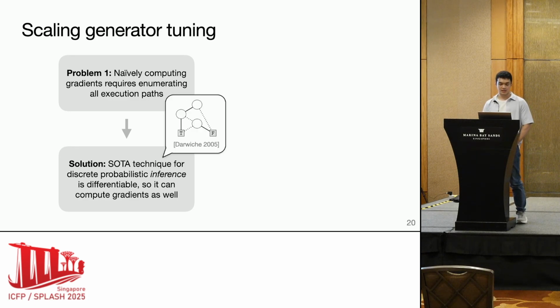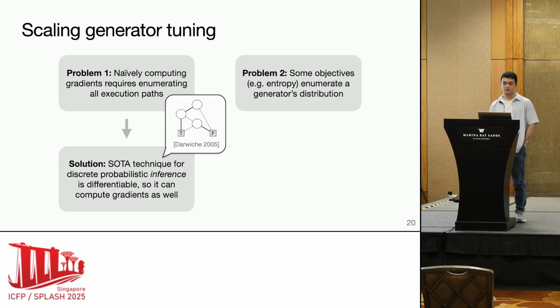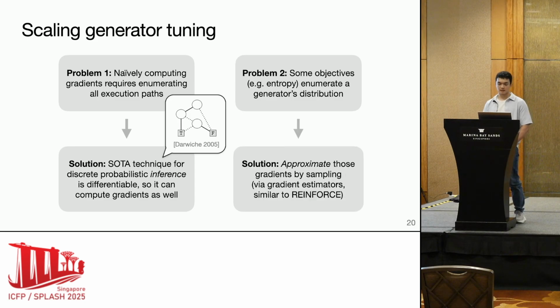This technique is knowledge compilation. We don't have time to get into the details, but the gist of it is that for every sub-expression of the probabilistic program, we use a BDD to represent its distribution in a compressed form. And then, even once we can compute gradients, we still have the problem that some of the objectives themselves that we'd like to tune for, such as entropy, which we'll discuss soon, enumerate a generator's distribution just to express. And what we do here is we create gradient estimators for these objectives that allow us to approximate their gradients by sampling without needing to compute them exactly. And the specific technique we use here ends up looking like REINFORCE for those of you who are familiar with it.